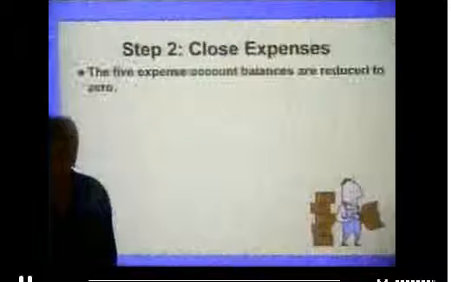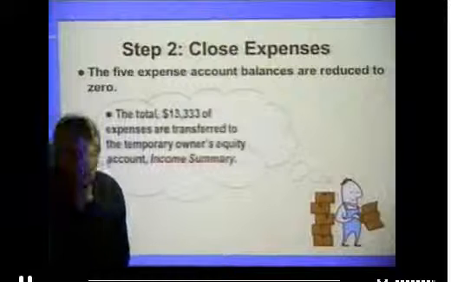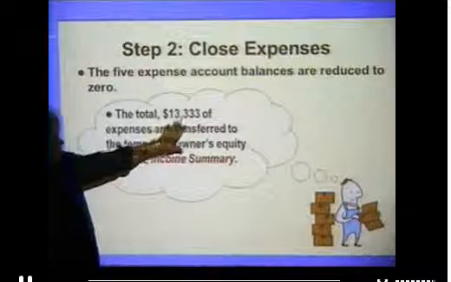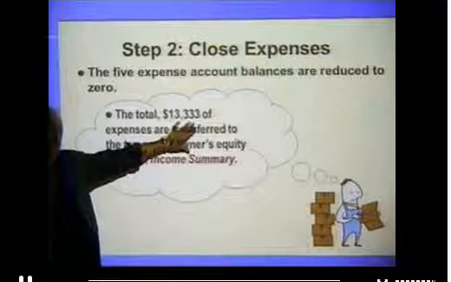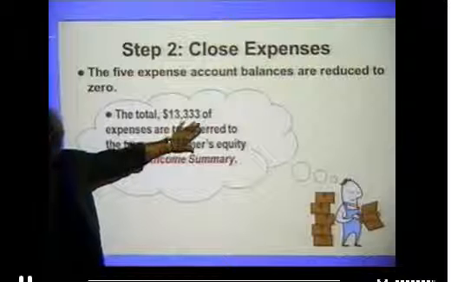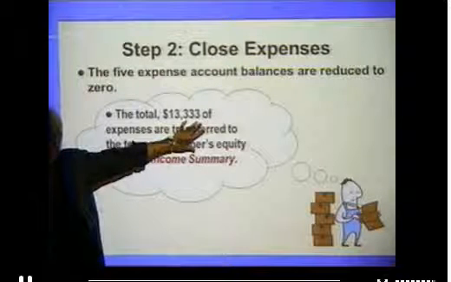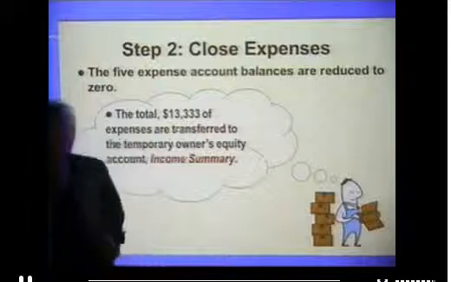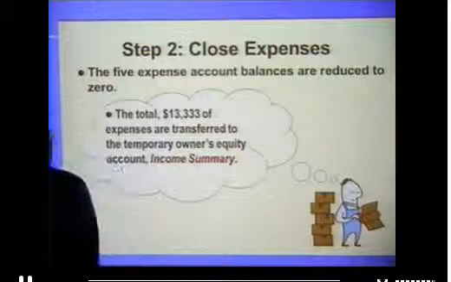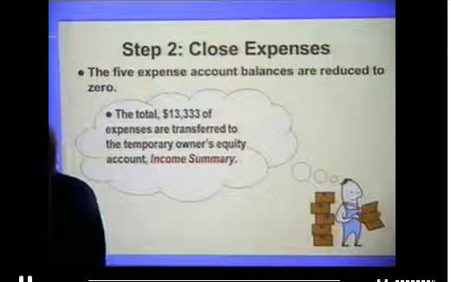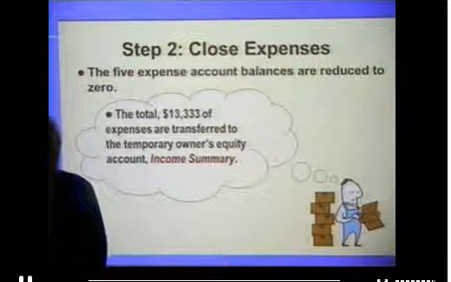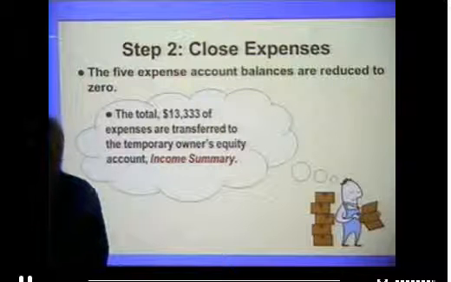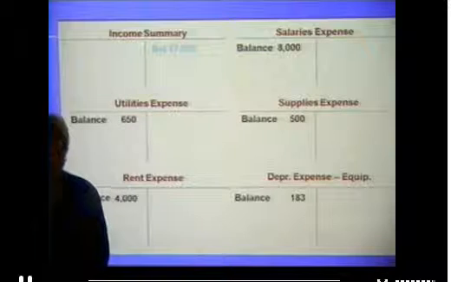Do the same thing. We look at our worksheet, and we see that we had a total of $13,333 in our expenses. We had already added it up. So that's what's going to be debited to the income summary account, and you're going to credit each one of those accounts so that you can zero them out, right? Okay. There they are.